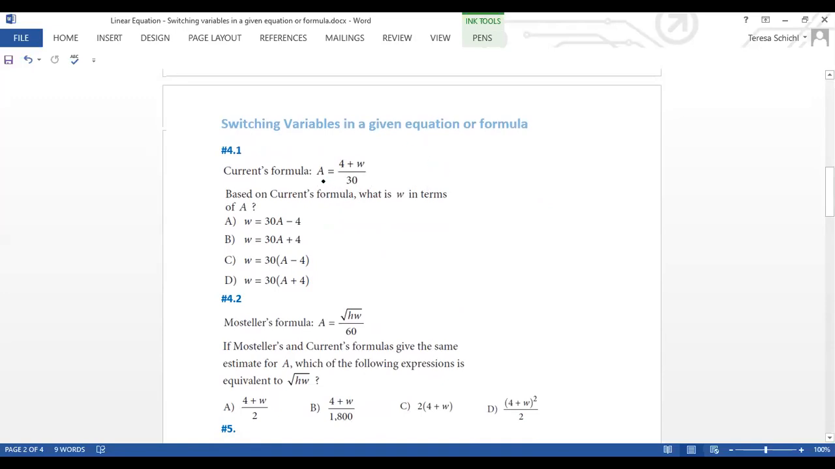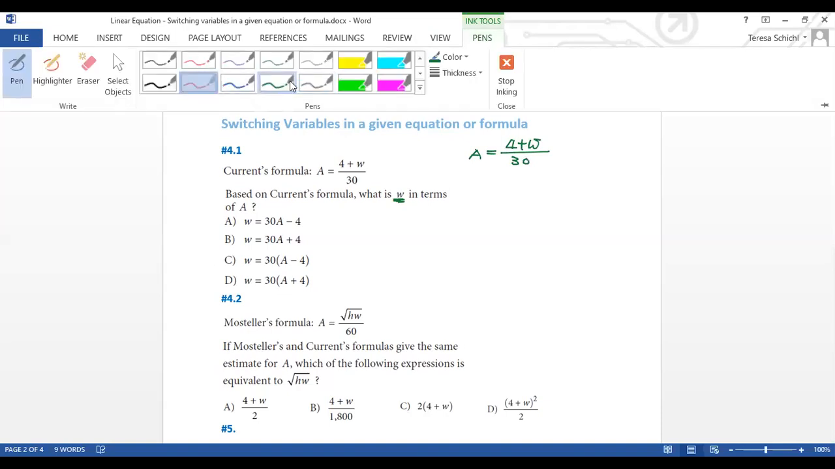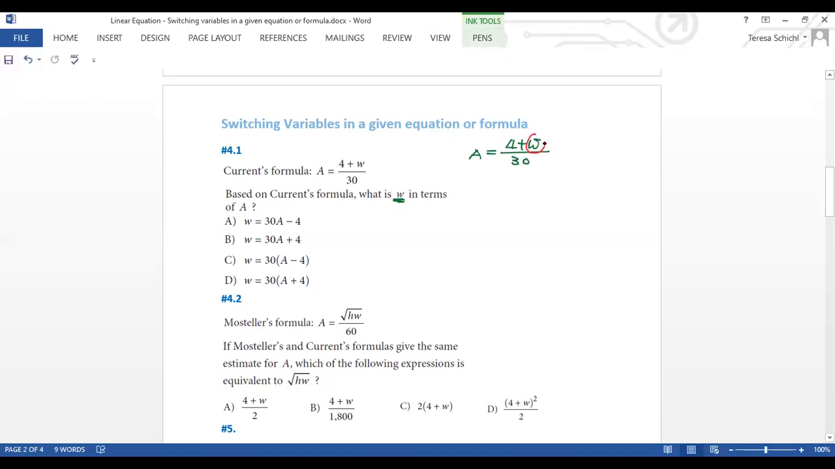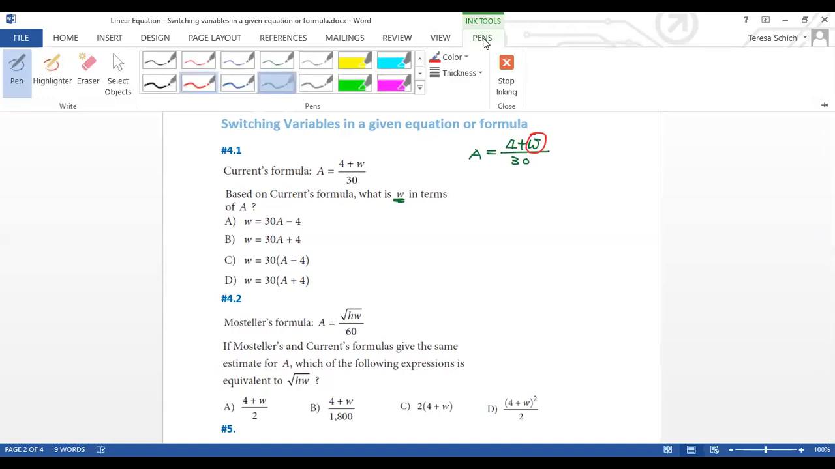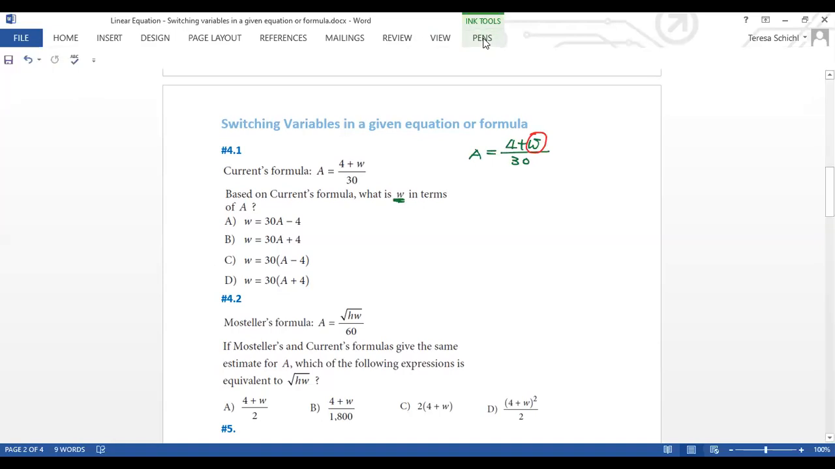They say the current A is the current formula, and is equal to 4 plus W over 30. So this is the current formula. What is W in terms of A? Here A is equal to 4 plus W over 30. When you read the problem and it asks what is W, that means I'm trying to solve for W. As always, I'm solving for W, but I have a fraction with 30 here.